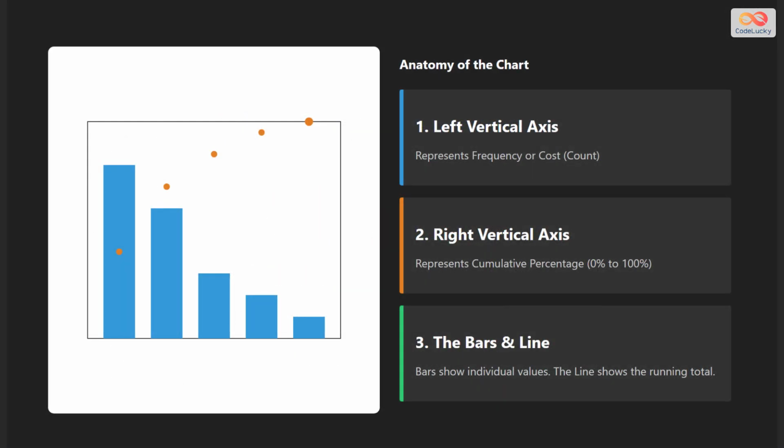Let's look at the anatomy of the chart. On the left vertical axis, we measure the frequency, or count. On the right vertical axis, we measure the cumulative percentage from 0 to 100%. The blue bars represent the individual values, while the orange line tracks the running total percentage.